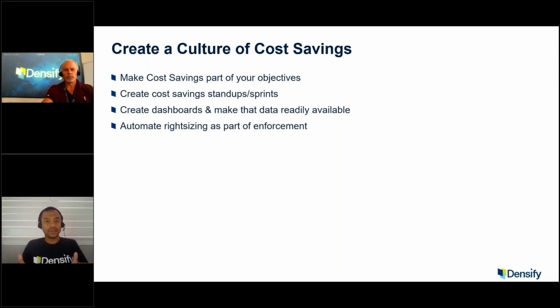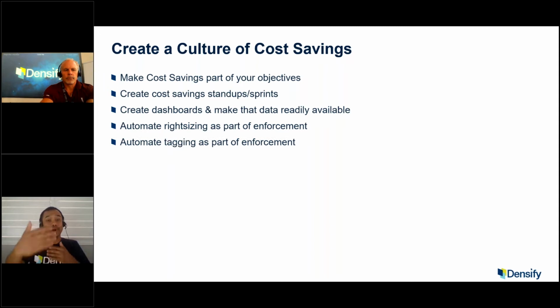Let's see how many EC2 instances we can find that are idle, how many EBS volumes that are orphaned, how many Redshift clusters that were running on the weekend that should not be running, and educate your developers and your engineers by creating these dashboards. You get all the data from the CUR file, but now give it out to them so they can make informed decisions. Make right sizing part of your day-to-day enforcement job, and make tagging part of your role.